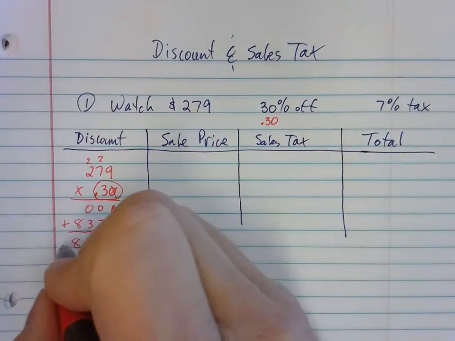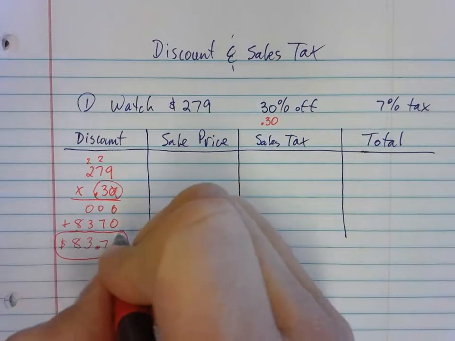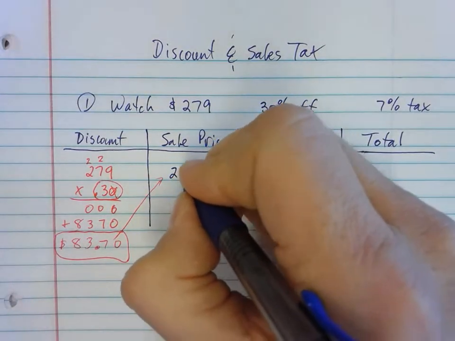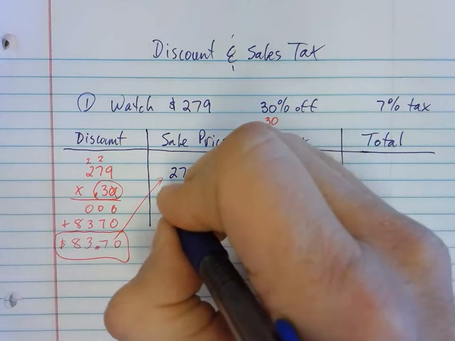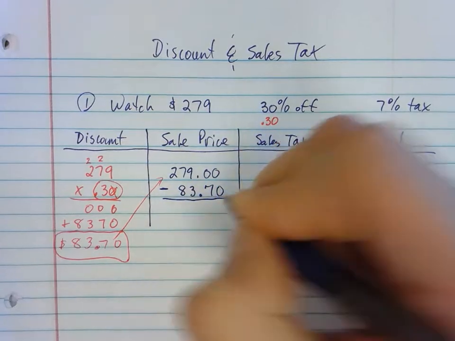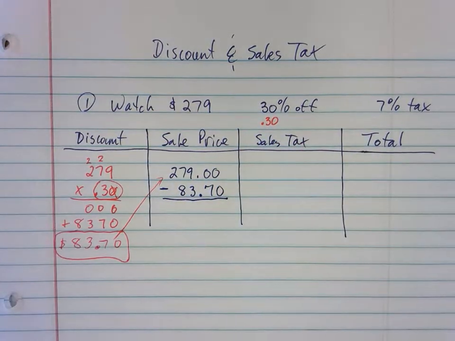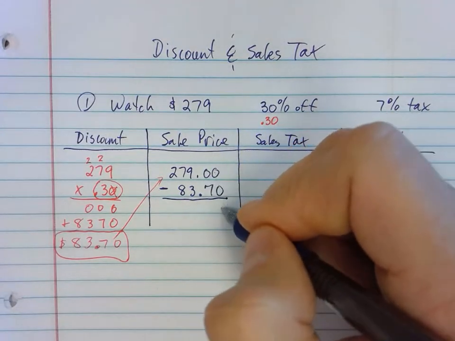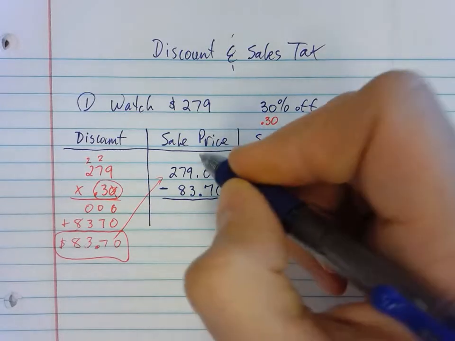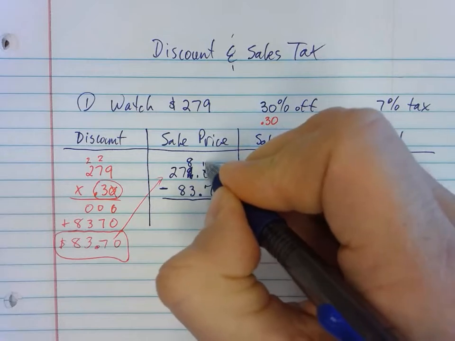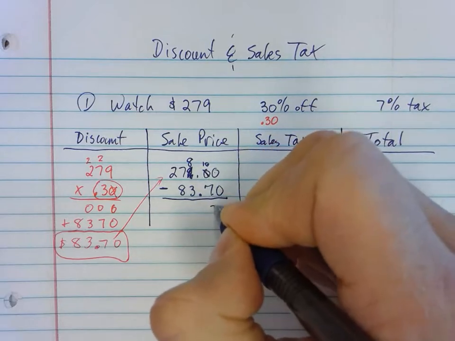So that's $83.70. Now I'm going to take this and put it up here, and to get the sale price of the watch, I got to do $279 minus $83.70. I'm gonna have to do some borrowing right up in here because I can't do some of this stuff. 0 minus 0, of course, is 0, but I can't do 0 minus 7, so I'm gonna have to borrow from that. That becomes an 8, and of course that becomes a 10. 10 minus 7 is 3.